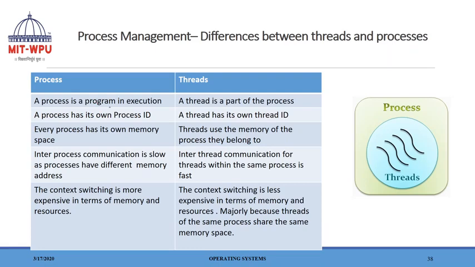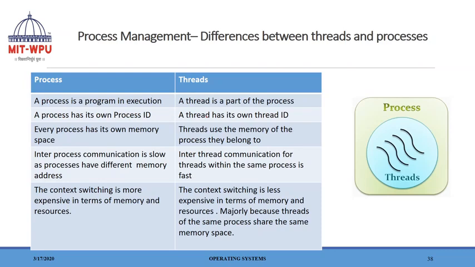Then what is the difference between threads and processes? A process is a program in execution. Whatever program we are running, whatever application we are running, for each and every program, for each and every application, one process is created by the operating system. A thread is a part of that process. A process has its own process ID which is assigned by the operating system.